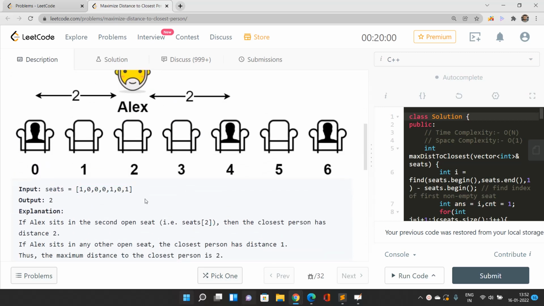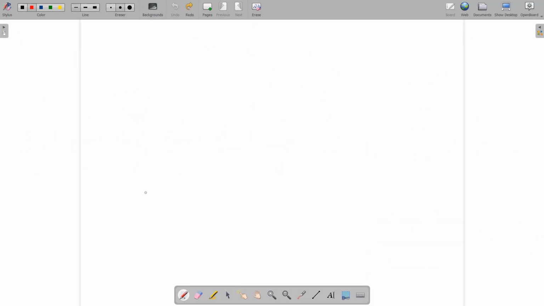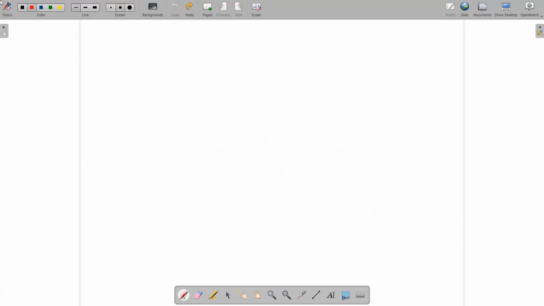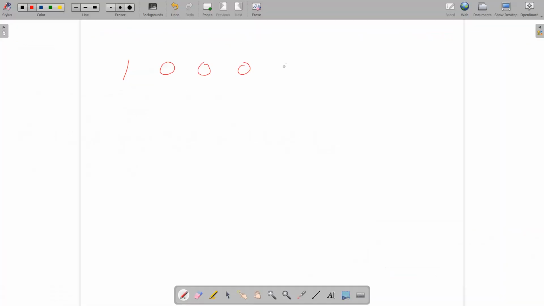Let's pick up this example. You can see it is 1 0 0 0 1 0 1. If the seat is 1, it means that it is occupied, and if it is 0, it means that it is not occupied. So the person wants to sit over any of these positions. It can sit over here, here, and here also.